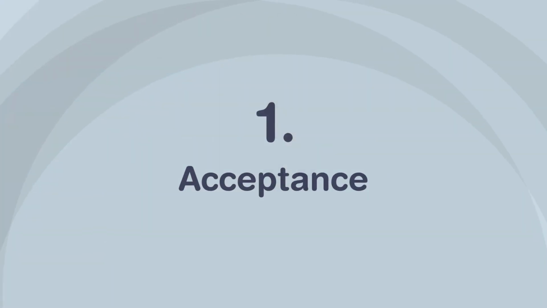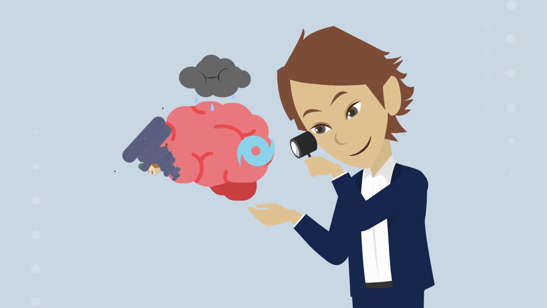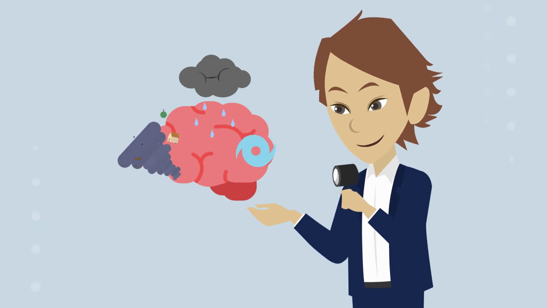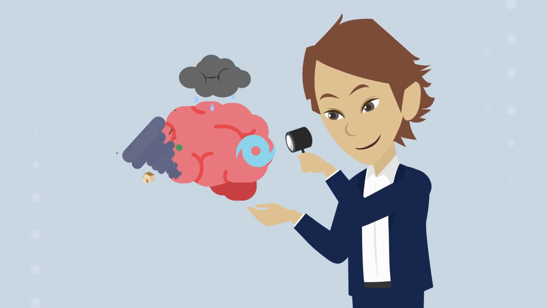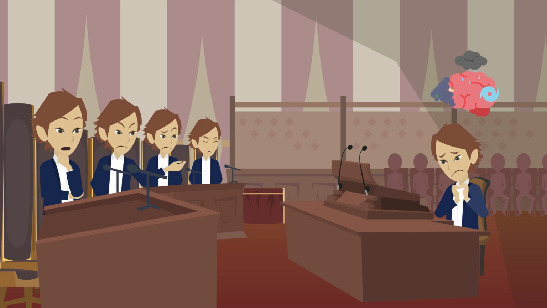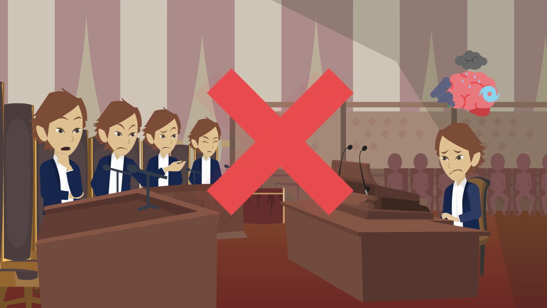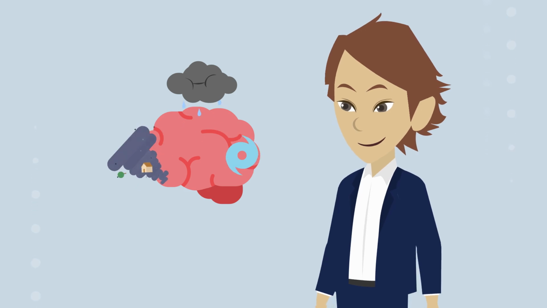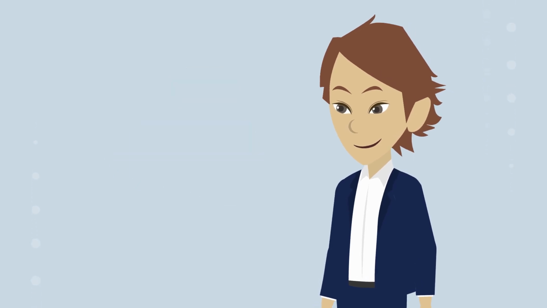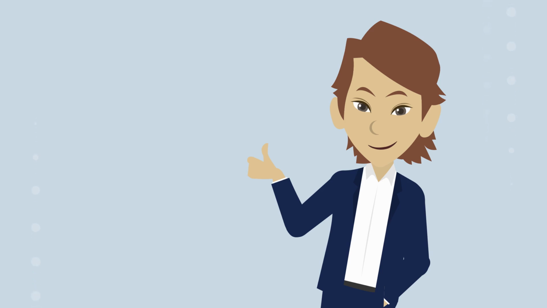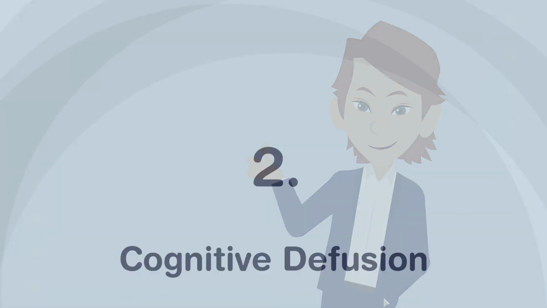1. Acceptance. The first process, acceptance, involves experiencing emotions without trying to avoid them. Thus, in Paul's case, he acknowledges his feelings of anxiety without judging them. He knows it's usual for him to feel this way in such a situation and that he doesn't need to fight against his emotions.